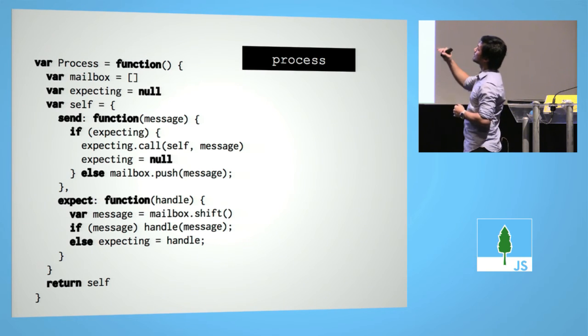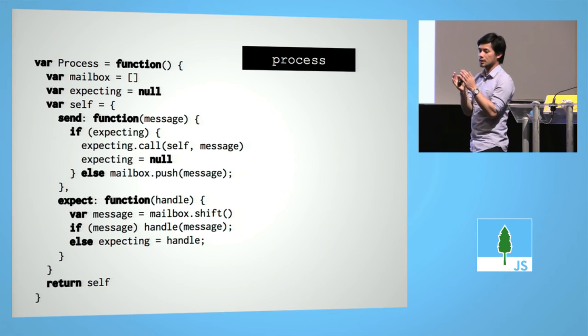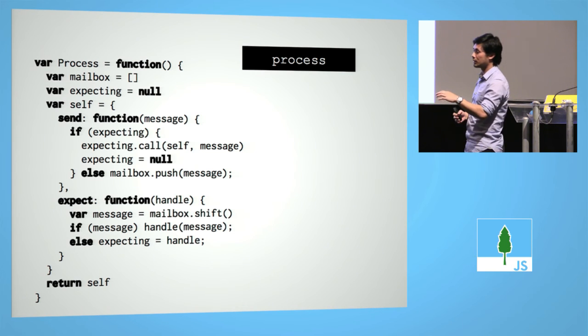And you can see that the mailbox is the queue that sort of is in between each send and expect. So when you send something and this process isn't expecting anything, it sort of just goes in the queue. And it's like a first in, first out queue. The next call to expect will grab something off that queue.